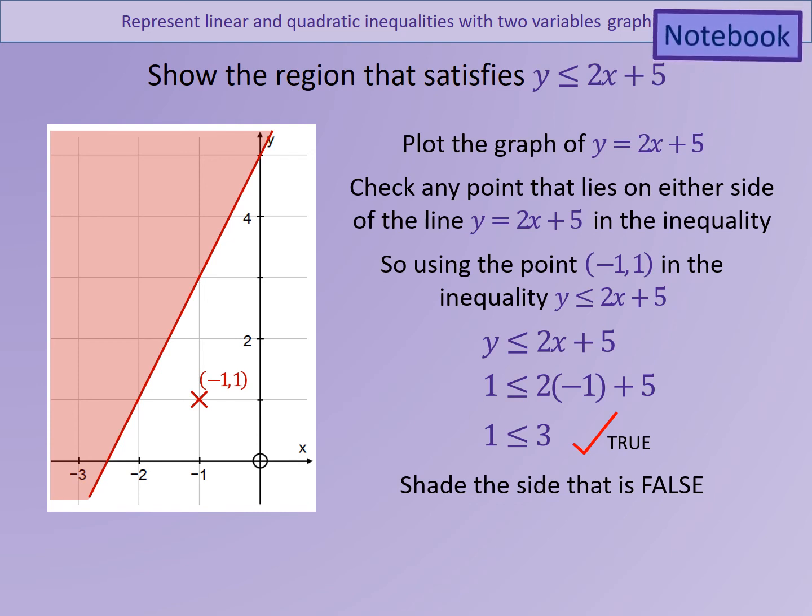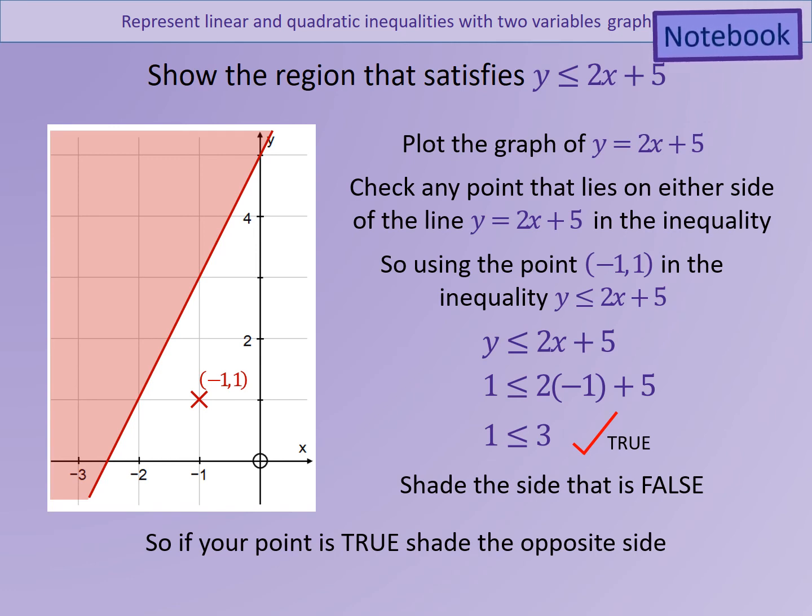Sometimes you can label that region that you are interested in. Sometimes it's called the feasible region. So that would be a nice way of showing the area that you do want. But if you are going to use shading, then you shade the side of the line that you don't want. So if your point is true, which is exactly what we've got here, shade the opposite side. And if your point is false, shade that side where your point is.